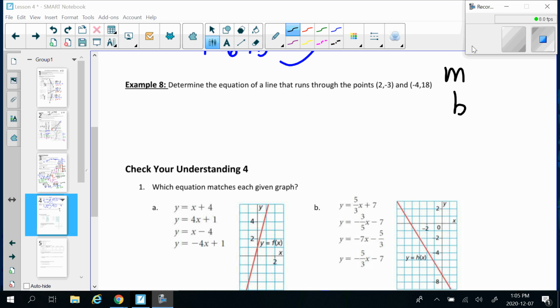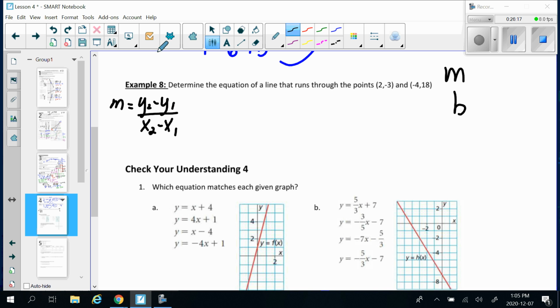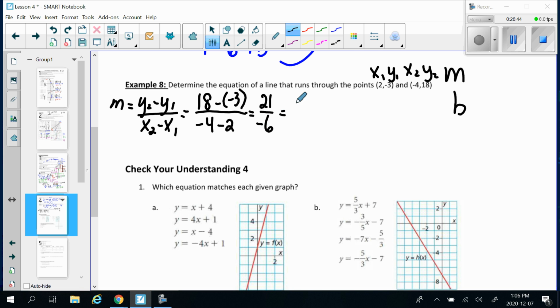But do we have a method if we have 2 points? Can we determine m? So just a reminder from lesson 3, you have a slope formula. So we have a slope formula that says y2 minus y1 over x2 minus x1, and that'll allow you to find the slope between any 2 points. So you just got to label them x1, y1, x2, y2. So we can calculate 18 minus -3 over -4 minus 2, and I'm getting 21 over -6. And because they both divide by 3, I can do like a 7 over 2 negative.